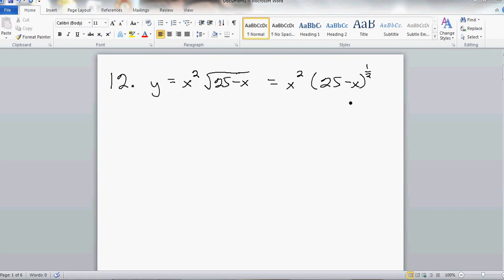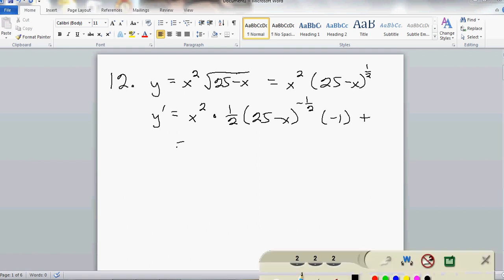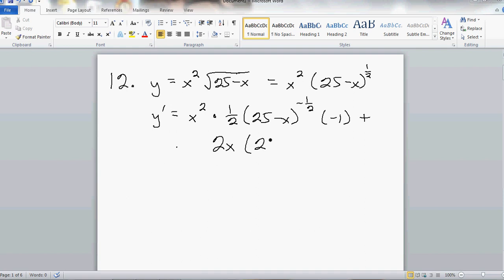Now I see that this is a product, so I am going to have to use the product rule when I find the derivative. So I'm going to leave the first one alone, x squared, and take the derivative of the second. Well, to take the derivative of this is really a chain rule, but we should be able to do it pretty quickly. 1/2 times, leave the inside alone, change the exponent appropriately, and then take it times the derivative of the inside. Well, the derivative of the inside is -1. And so that's the first part of it. Then we will be adding the derivative of the first, which is 2x, and leaving the second thing entirely alone.